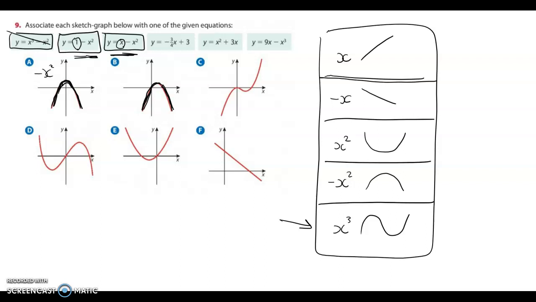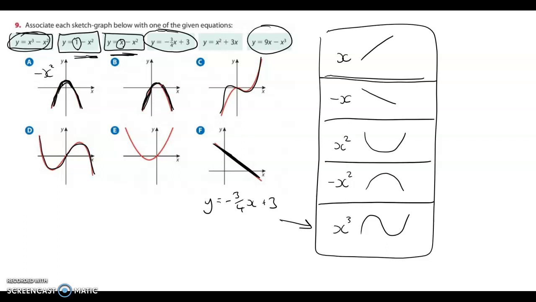Now, the easiest one to do is this straight line one. It's going down, so it needs a negative x in it, and the only one with a negative x in it is that one. So that is going to be y equals -3/4 x plus 3. Then we have a cubic one here, over here. That will be either D or C. Now, which is which?